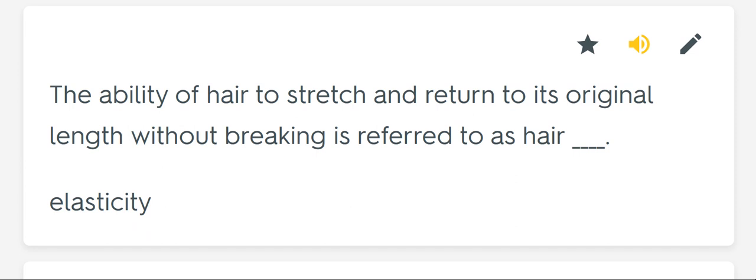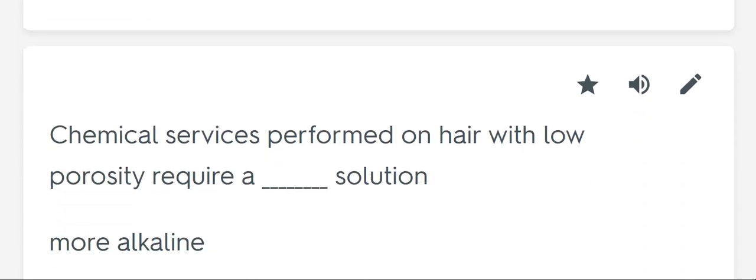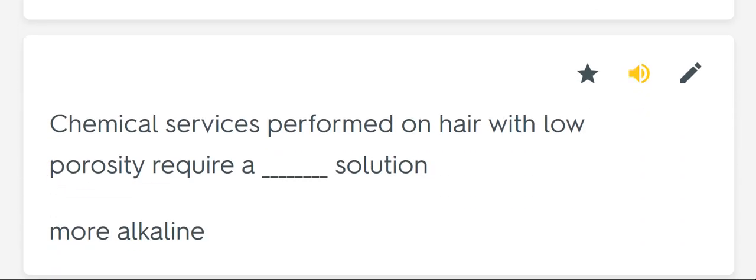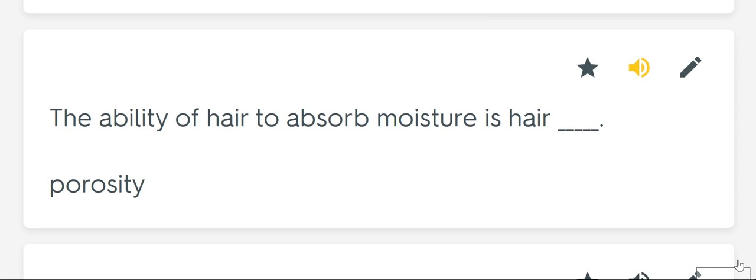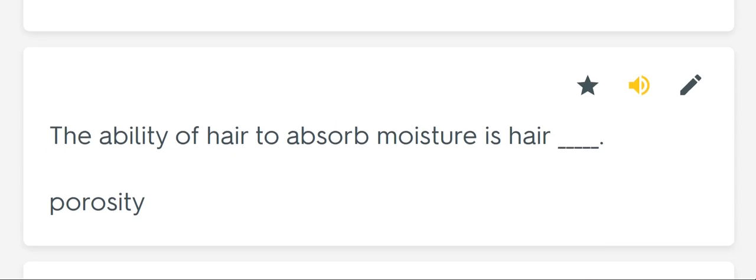The ability of hair to stretch and return to its original length without breaking is referred to as hair elasticity. Chemical services performed on hair with low porosity require a more alkaline solution. The ability of hair to absorb moisture is hair porosity.